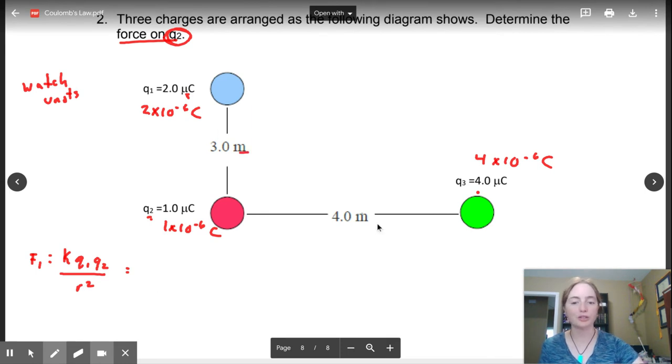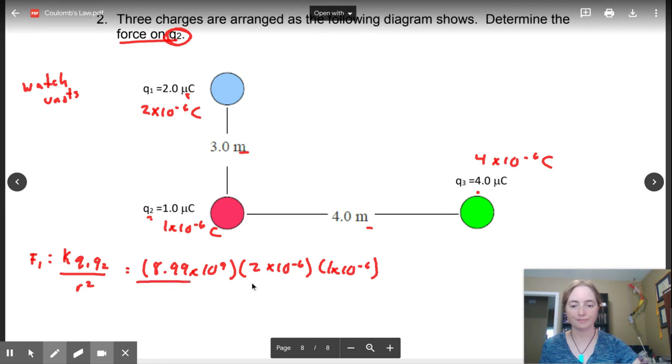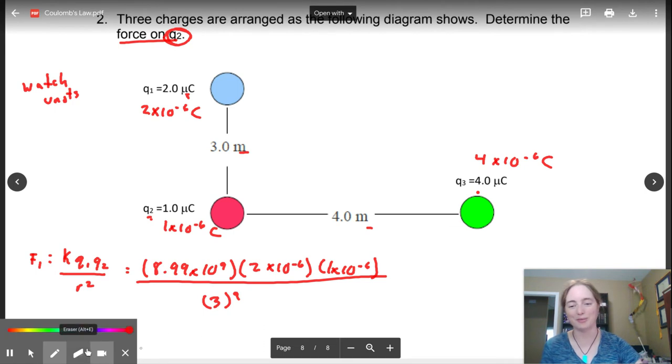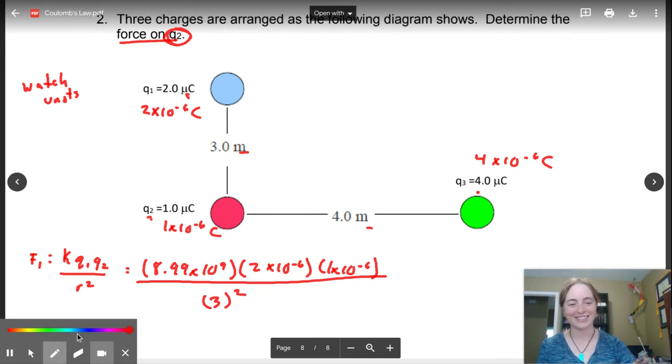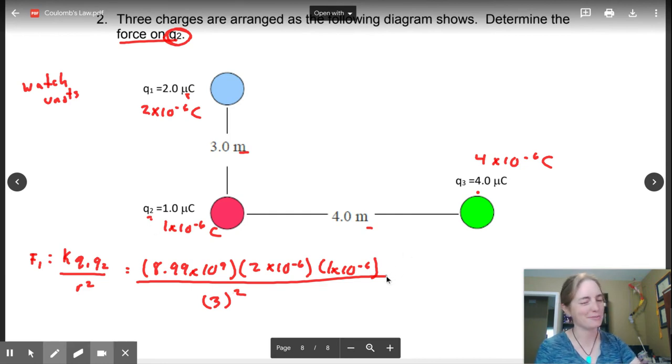Our units for our radii are okay. So K from your data sheet. And then Q1 is your 2 times 10 to the power of negative 6. And Q2 is 1 times 10 to the power of negative 6. And then our radii of 3 meters, oops, not to the power of 9, is squared. 3 squared is 9, so that's why I wrote the 9. I just thought 9, I guess, and wrote 9. It happens. We're all human.